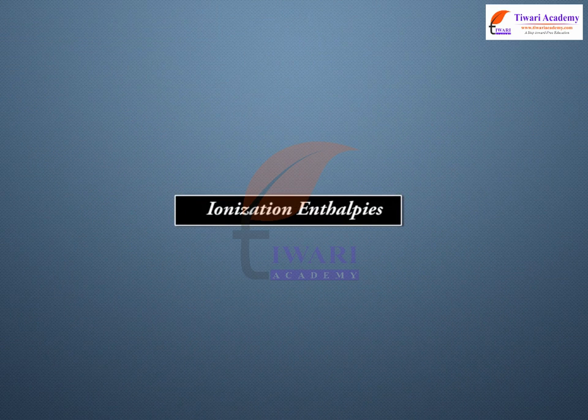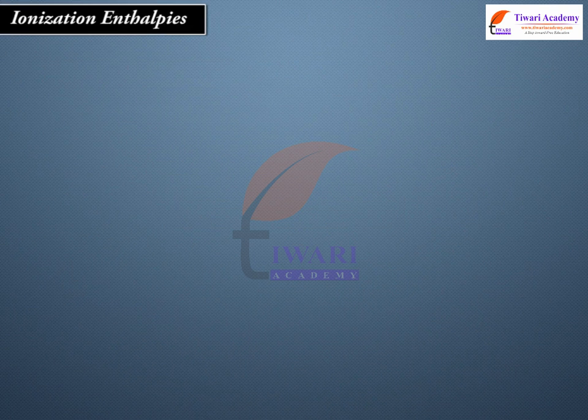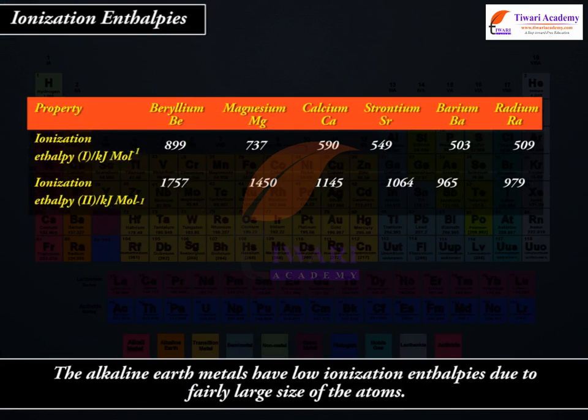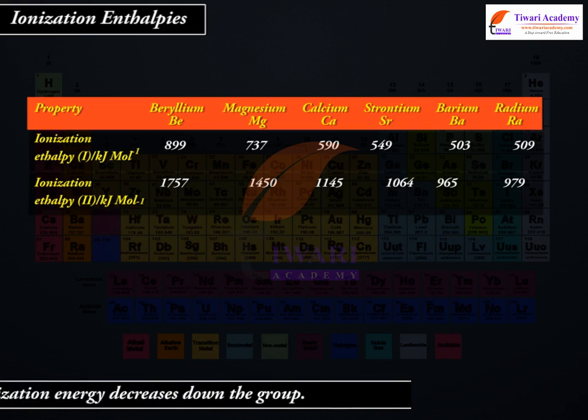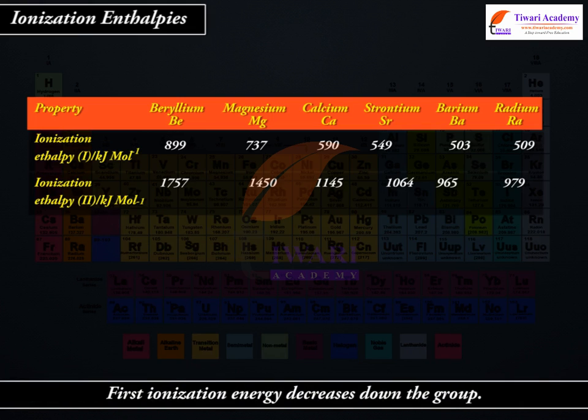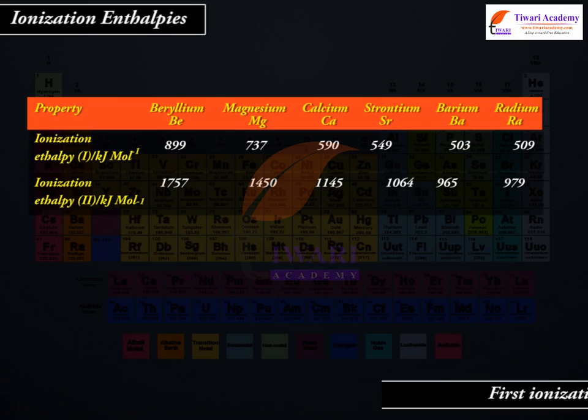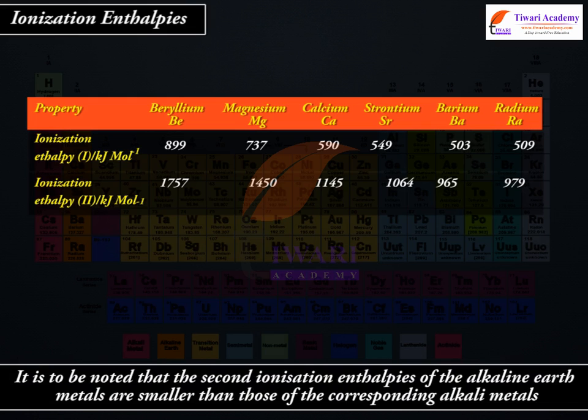Ionization enthalpies. The alkaline earth metals have low ionization enthalpies due to fairly large size of the atoms. First ionization energy decreases down the group. It is to be noted that the second ionization enthalpies of the alkaline earth metals are smaller than those of the corresponding alkali metals.